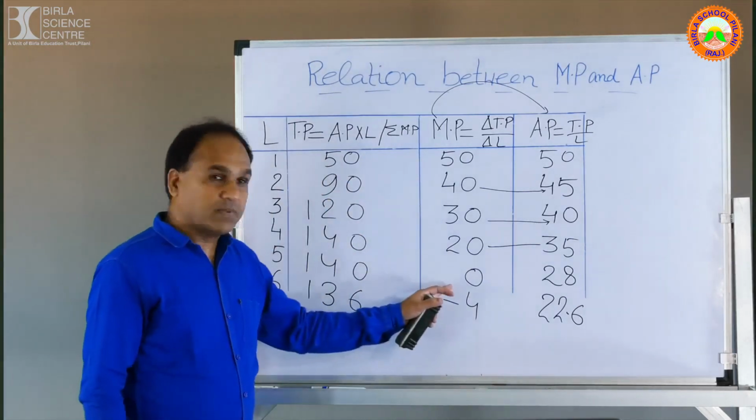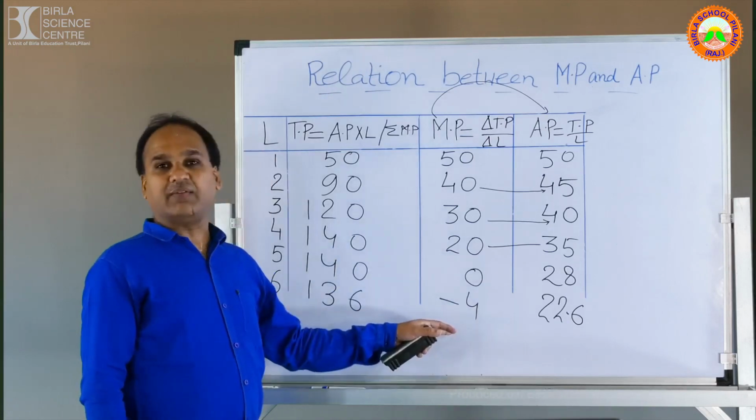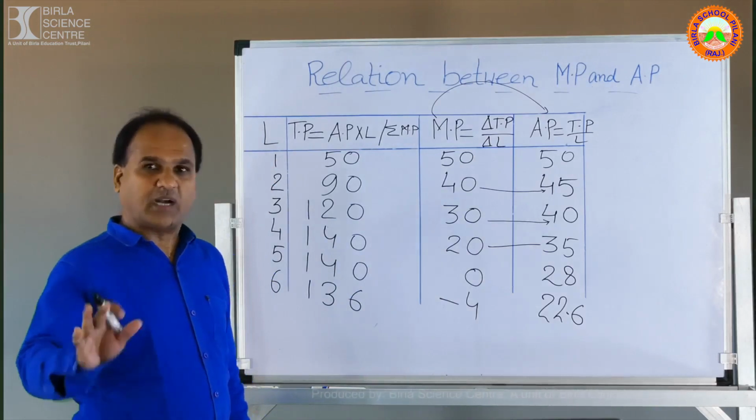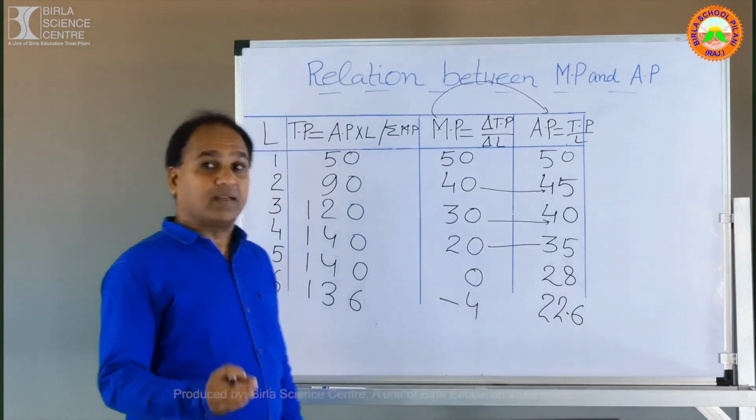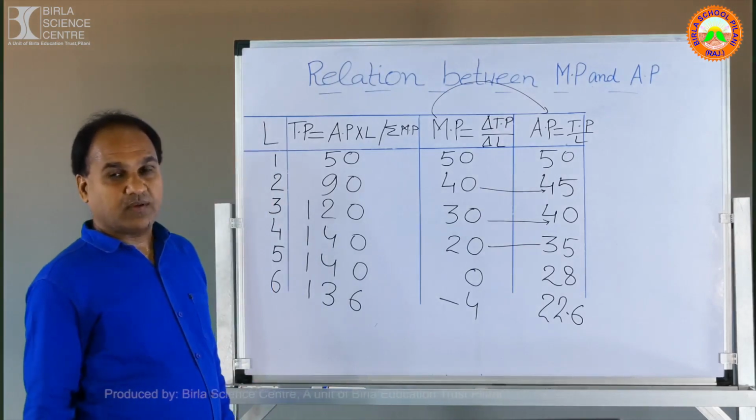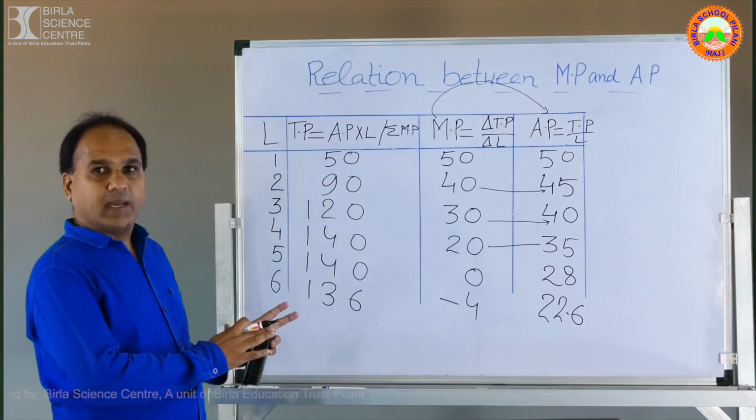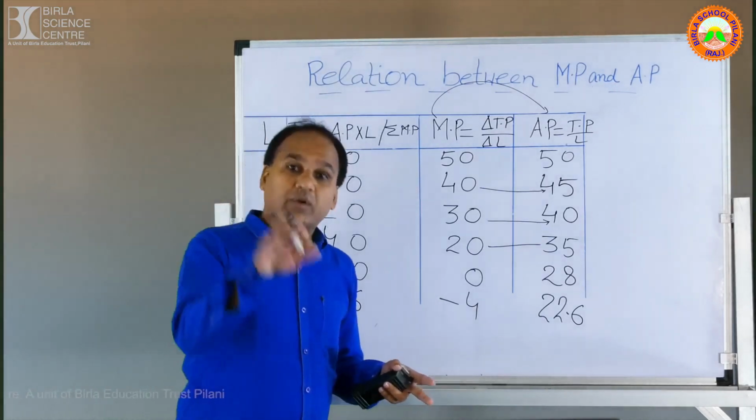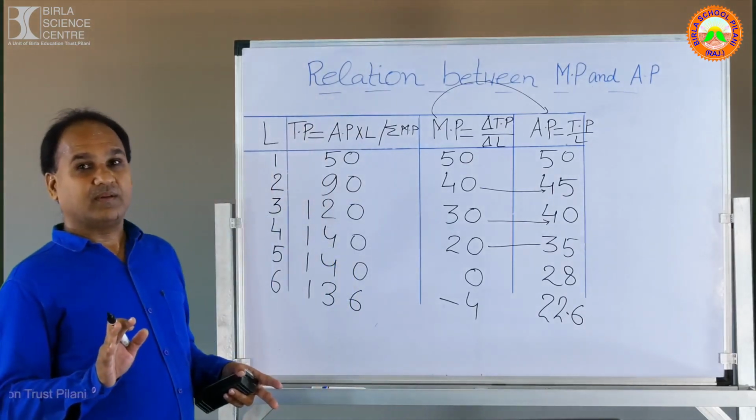Third, MP you can see can be 0. MP can be negative. But AP always remains positive. Be sure 100%, MP can be either 0 or MP can be negative, but AP always remains positive. Okay, so 3 relations you can see from the table. But now I am going to teach you two more relations with the help of a diagram.